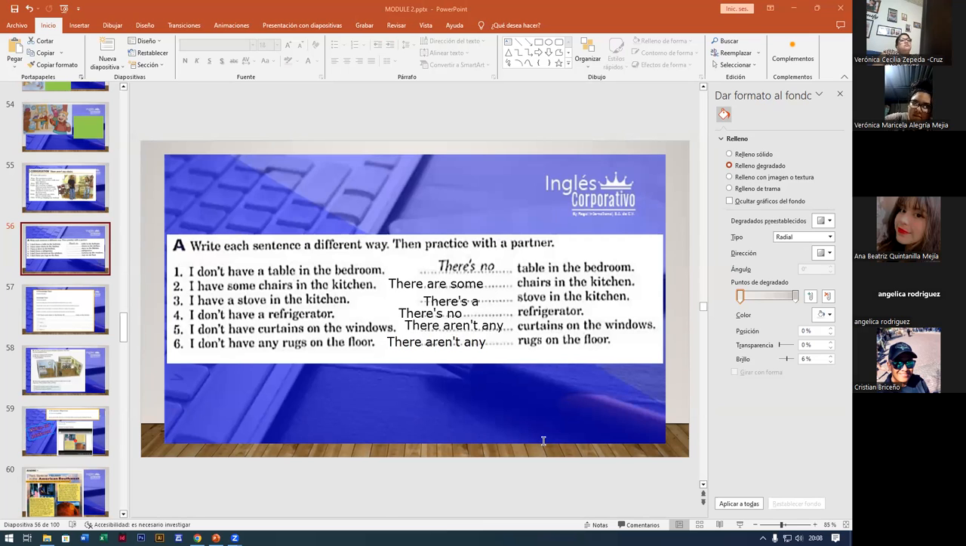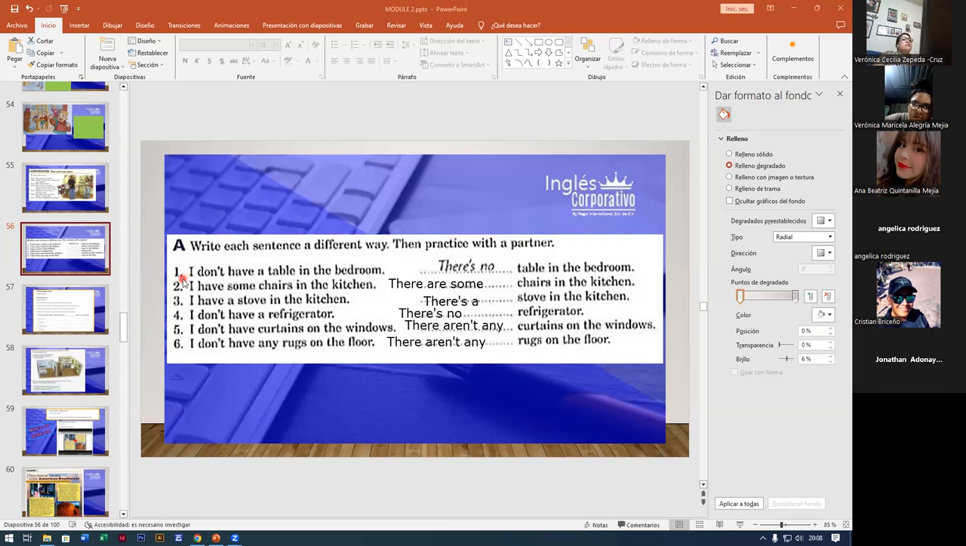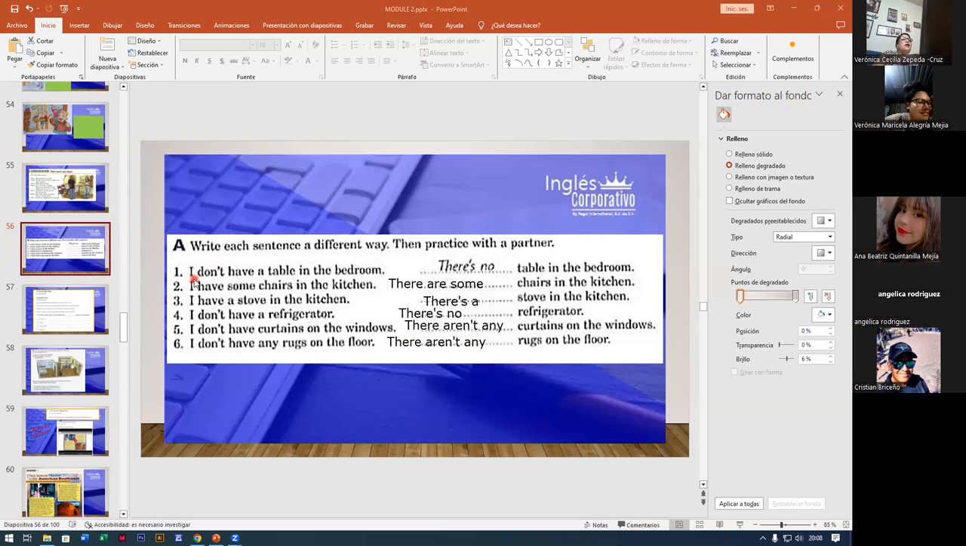Okay. Now let's continue. We're going to read them. Veronica Cepeda, help us, please. You are going to read number one. I don't have a table in the bedroom. Mm-hmm. There's no table in the bedroom. Thank you very much. Very good job.